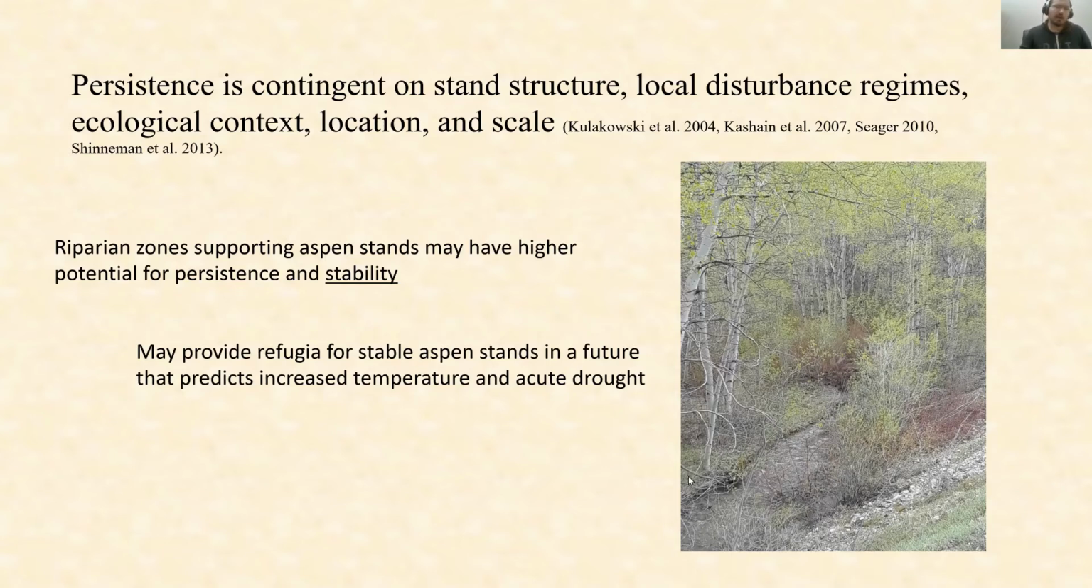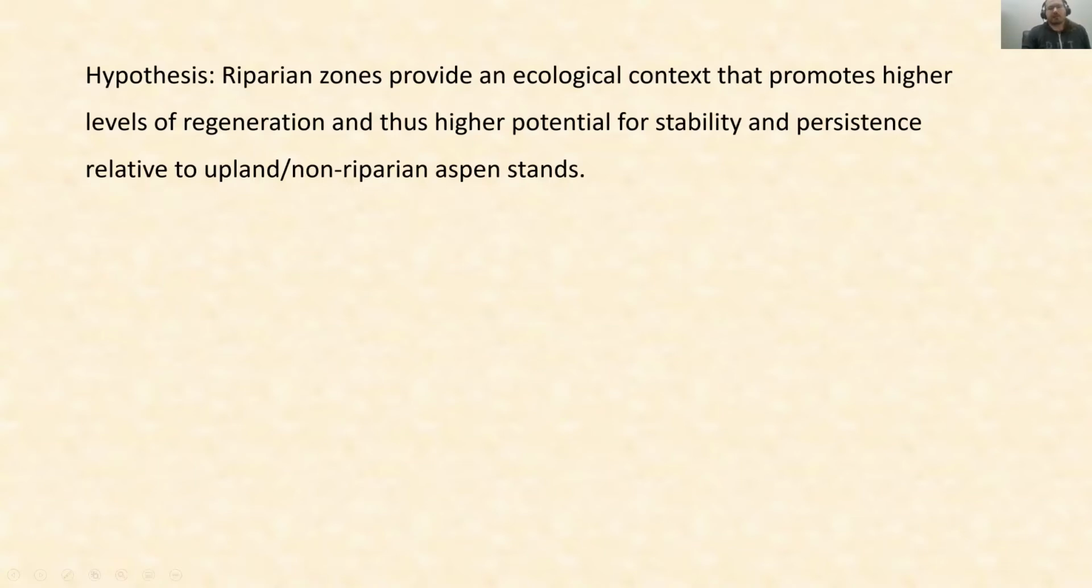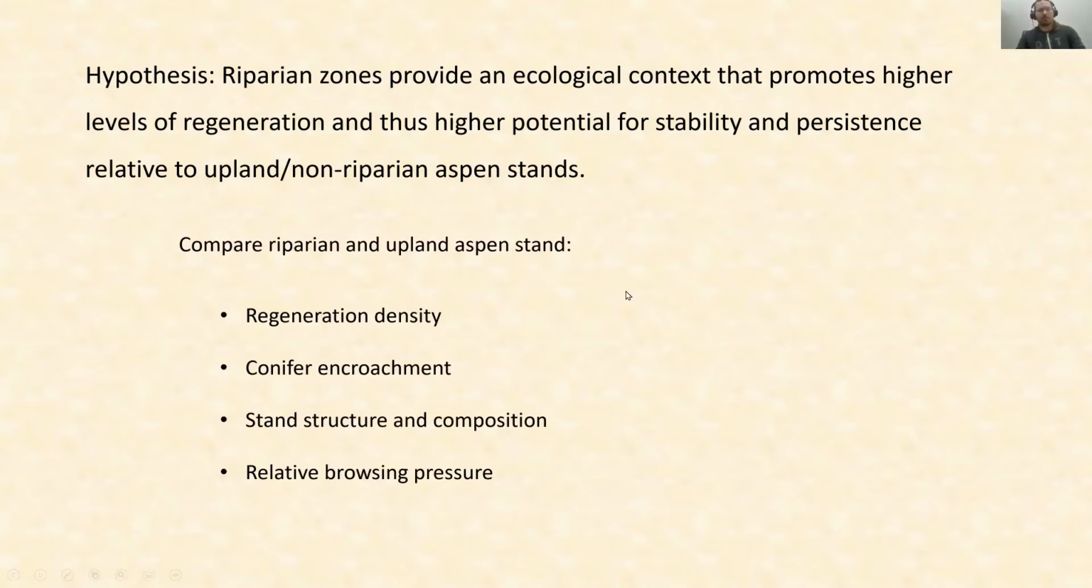And we theorize that these riparian zones will show elevated levels of regeneration and thus a higher level of persistence and stability relative to the upland stands. In this way, riparian zones may in the future create a type of refugia for aspen. Okay, so essentially our main hypothesis is that riparian zones provide an ecological context that promotes higher levels of regeneration, and based on that, you're going to see a higher potential for stability and persistence relative to upland and non-riparian aspen stands.